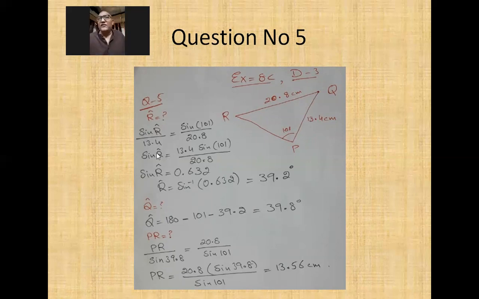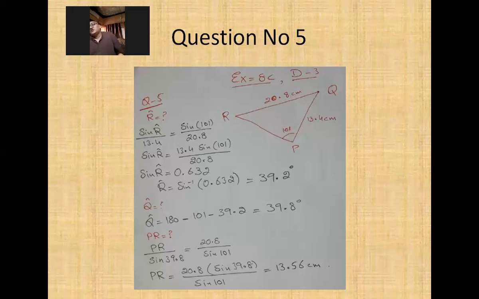So the sine of R equals 13.4 multiply sine 101 divided by 20.8. So sine R is equal to 0.632. The sine will go on the other side and become inverse sine. So R will equal shift sine 0.632 bracket close, and the answer will be 39.2. So the R value is 39.2 degrees.